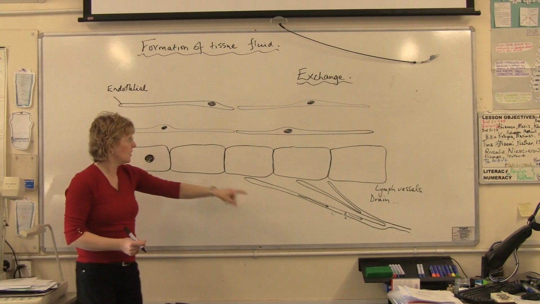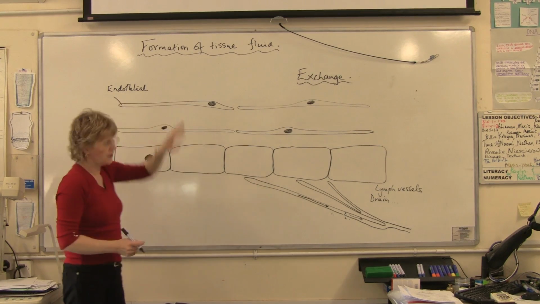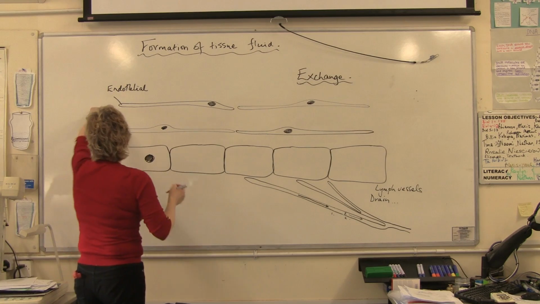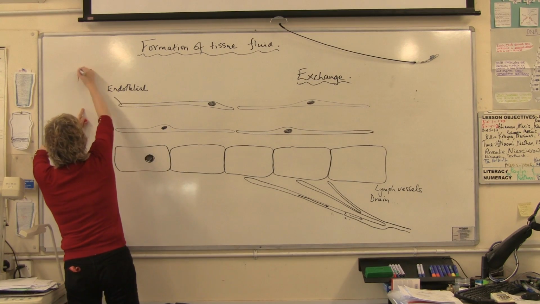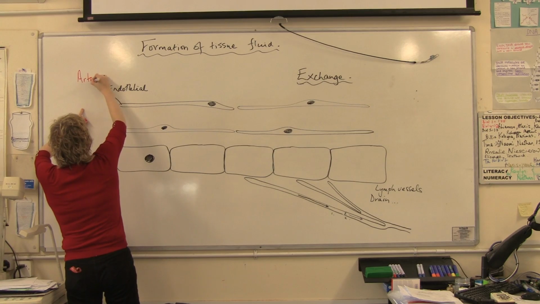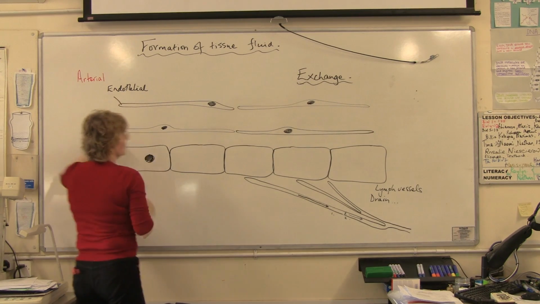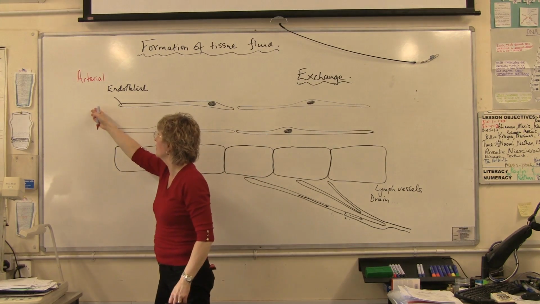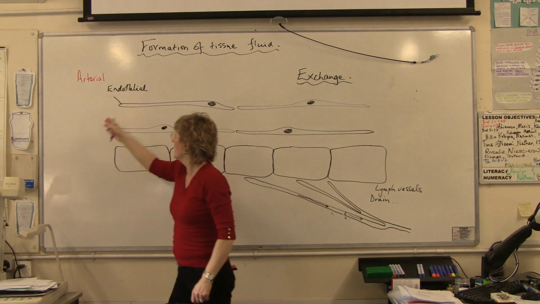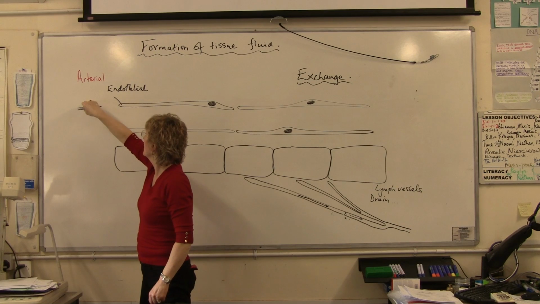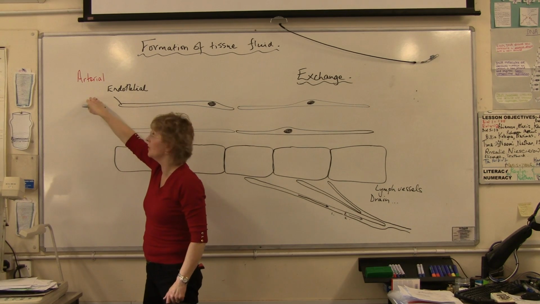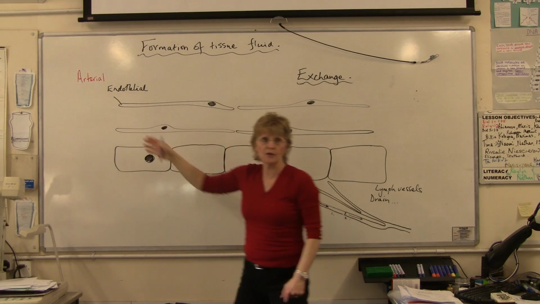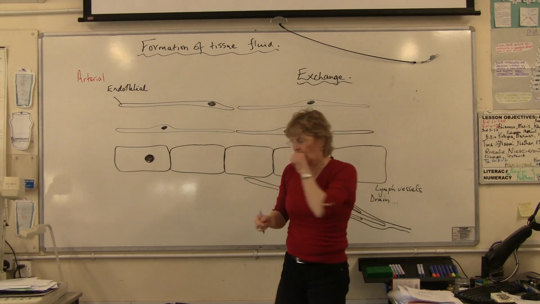All right? So, now let's put some reference points on. So this end here is the arterial end, because that's where the arteries branch into the arterioles, and the contraction and dilation of the muscles within the walls of the arterioles alter the blood flow into the different capillary beds.